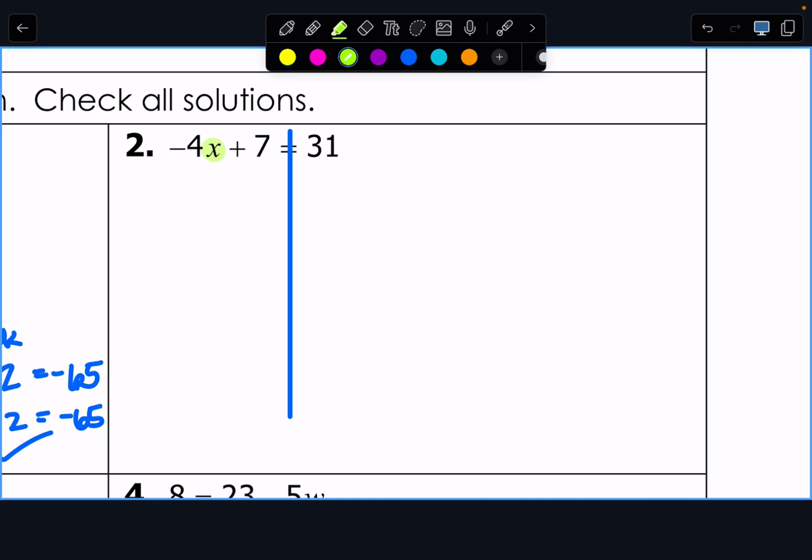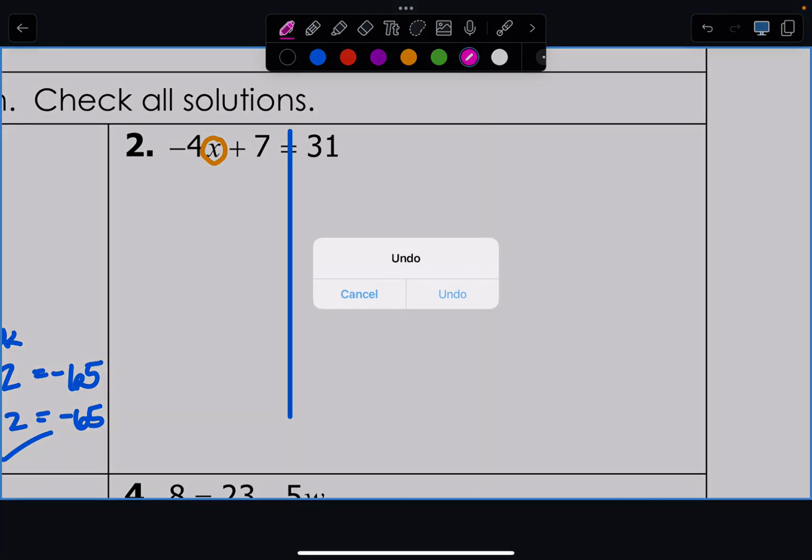Here, I'm going to circle X. There it is. I need to get X all by itself. In order to get X all by itself, it looks like we need to move 2 numbers. I would like you to turn to your neighbor and decide on which number we need to move first.